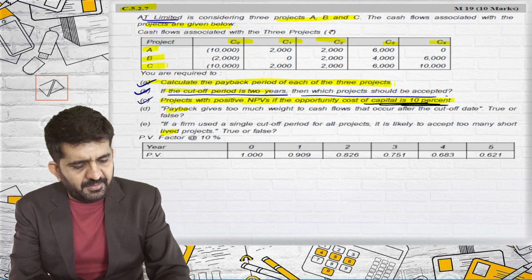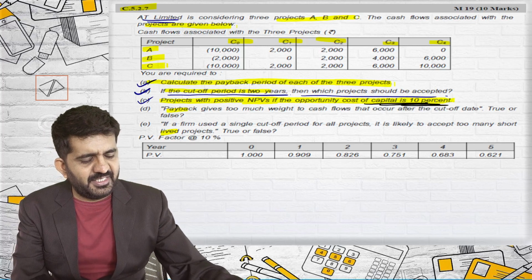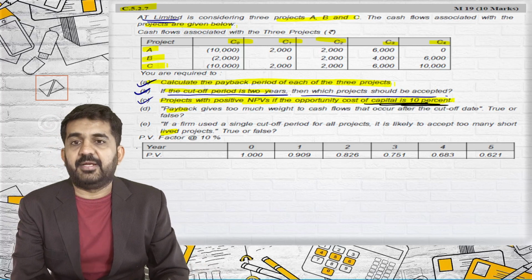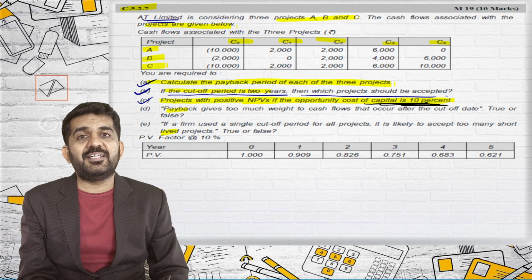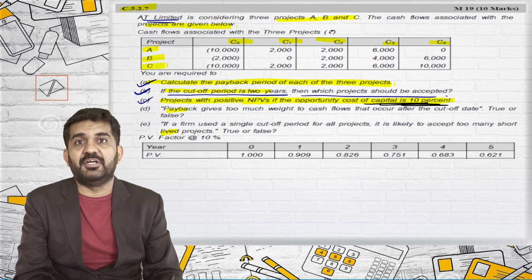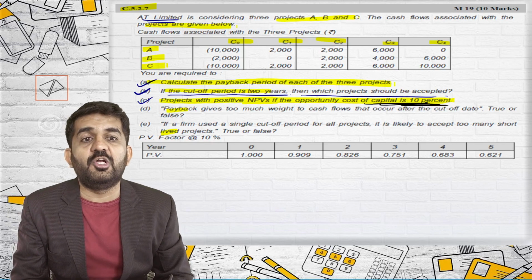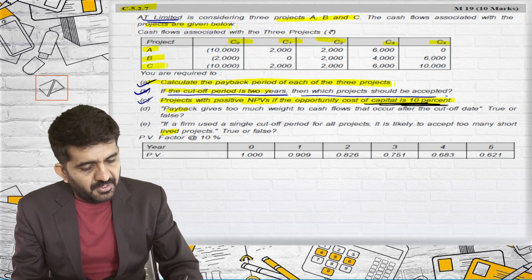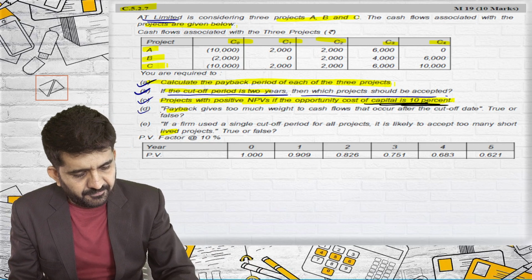Project with positive NPV we have done. B and C are with positive NPV. Alright. D is good. Please understand, this is a logical understanding of payback period. If you don't know logically, you will not be able to solve it. It was asked in 10 marks.